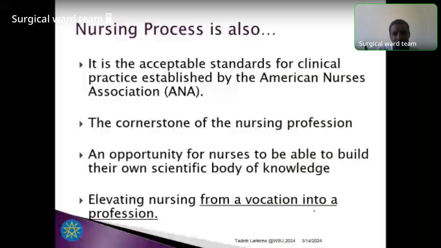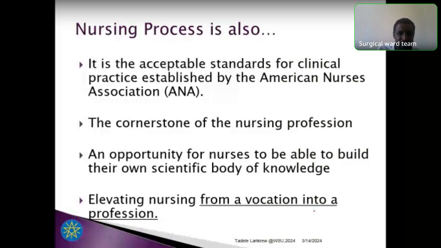It is a baseline to do nursing care. And it is an opportunity for nurses to build a scientific body of knowledge. It creates an opportunity for nurses because we always do assessment, diagnosis, planning, implementation, and evaluation. Always we have advanced our knowledge. It helps us to advance our knowledge.